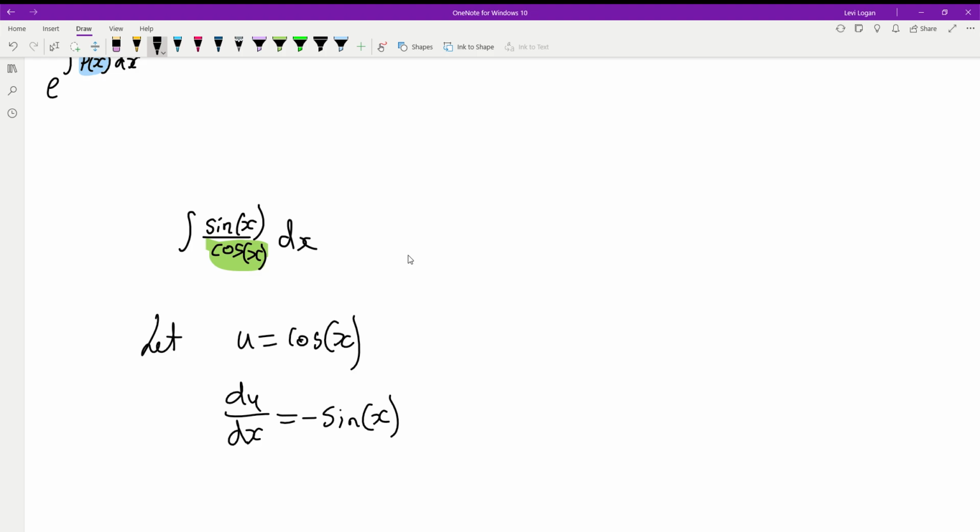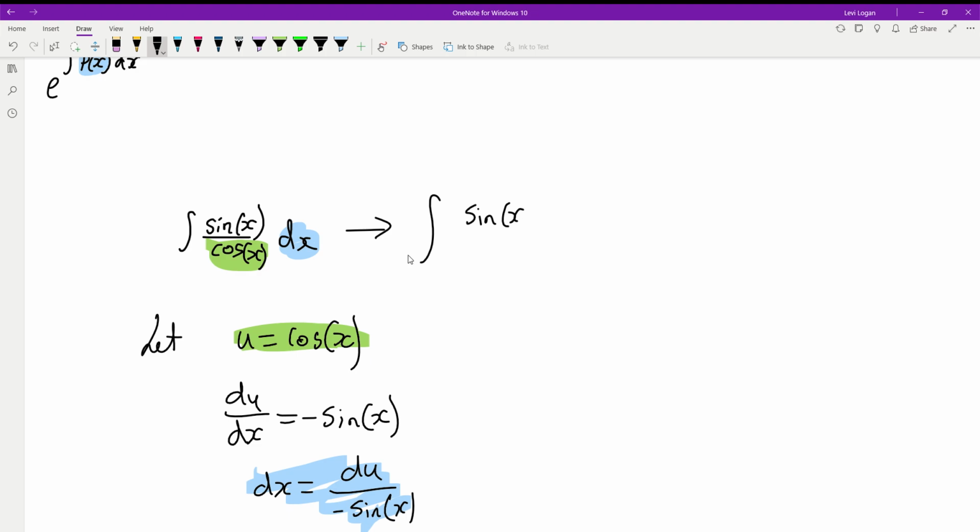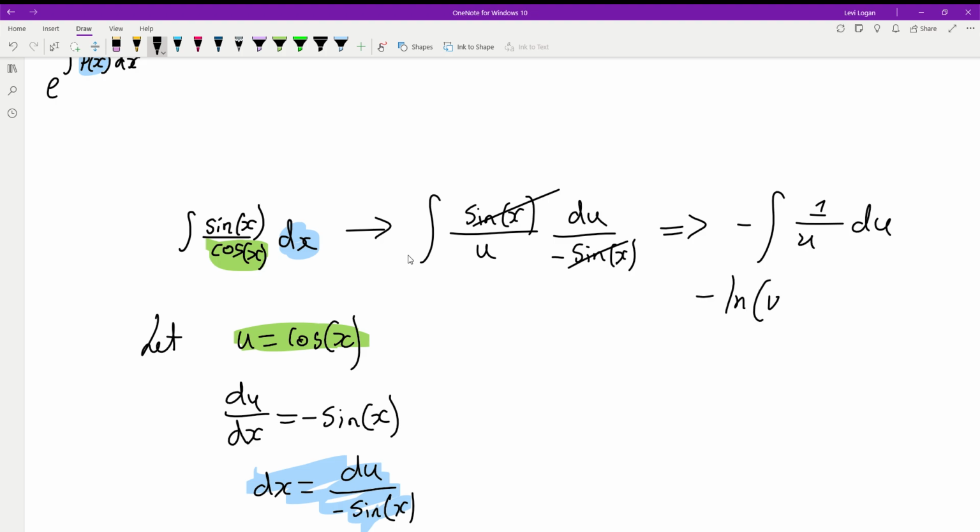Meaning, if I make dx the subject, dx is du over negative sine x. We can replace this into there, and this into there. So this transforms into sine x over u, times du over negative sine x, and we can see those cancel out. What we're left with is, taking the negative at the front, negative the integral of 1 over u du, so negative ln u plus c. If you want, you can have the absolute values here. And then we just put the u back in here.